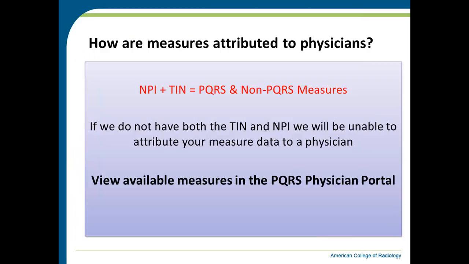Next, I think it's important to transition. So we talked about you're going to be giving us data to the various registries. And so the number one question is, how are measures attributed to my physicians? We use two magic numbers that we pull from the Managed Physicians tab as well as your tax ID information. And that's going to help us assign any PQRS or non-PQRS measures to your physicians. If you do not have a TIN or NPI on your account, or the TIN number is inaccurate, or for some reason you don't have it, you will not be able to view any measures for your physicians. And the place where you view all measures will be the physician portal.